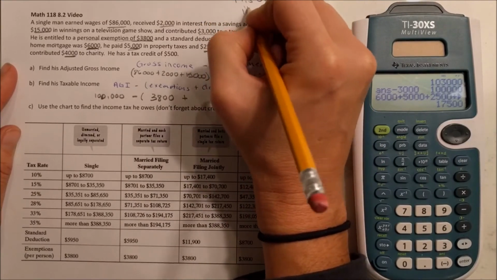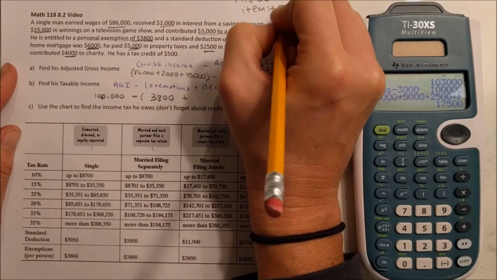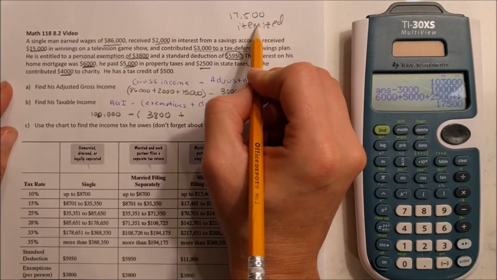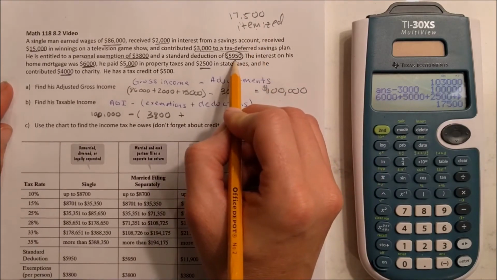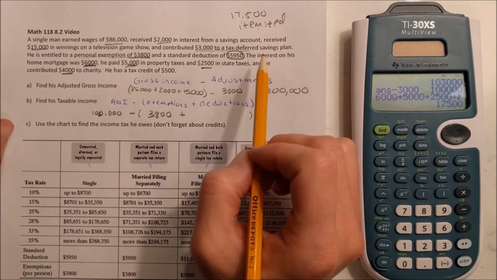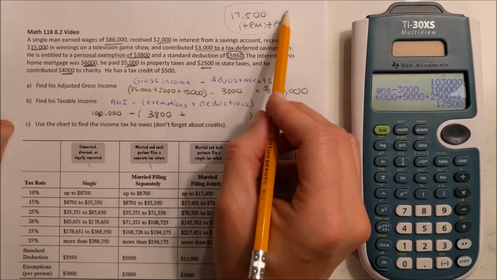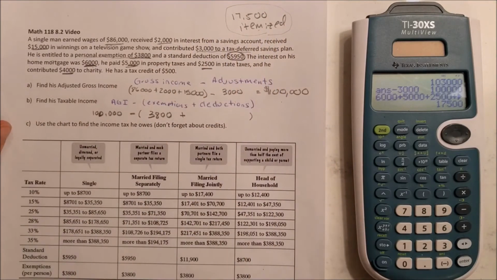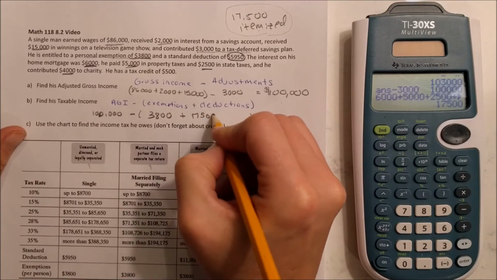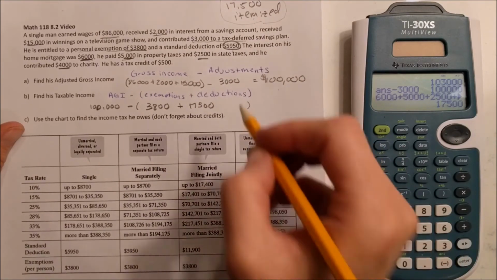17,500 in itemized. So then the question you ask yourself is, should I take the 17,500 itemized, or should I take the standard deduction that the government lets me have? You want to take the bigger value. Why? Because I want to take more money off of my taxable income so that I'm taxed on less money. Okay, so we want this one.